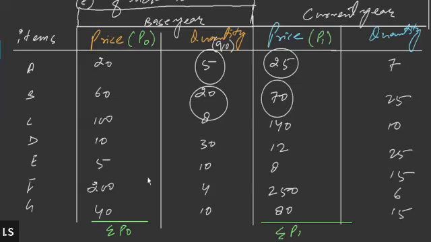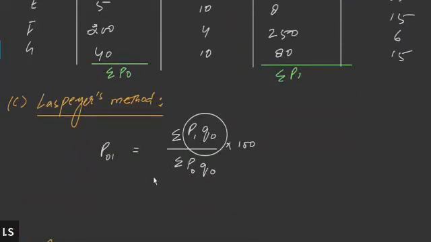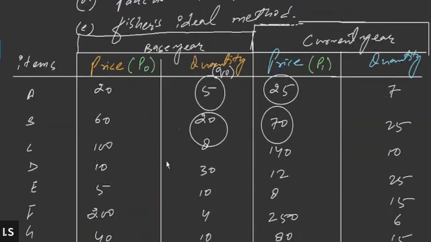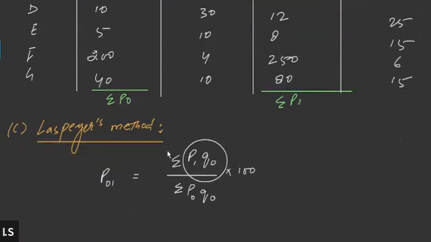After finding P1 Q0, we will find the denominator section, P0 Q0. So where is P0 Q0? This is P0 and this will be Q0. So we will multiply P0 and Q0: 20 multiplied by 5. This is how we are going to find P1 Q0 and P0 Q0.